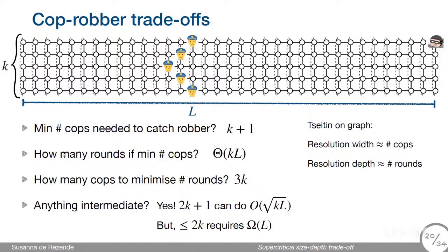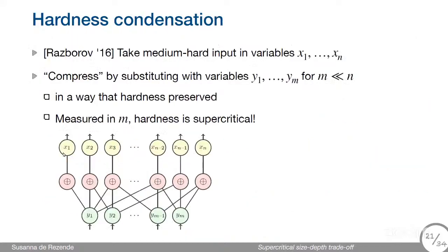Okay, so we just argued here a kind of trade-off between both measures, between the width and the depth, between the number of rounds and the number of cops. So this would give a width-depth trade-off for SAT for resolution, but it's not super critical, right? It's a normal trade-off. So in order to make a normal trade-off super critical, Razborov introduced this hardness condensation, where he takes this medium hard problem over some inputs 1 through n, and then compresses it into this 1 through m, where m is much smaller than n, in a way that hardness is preserved.